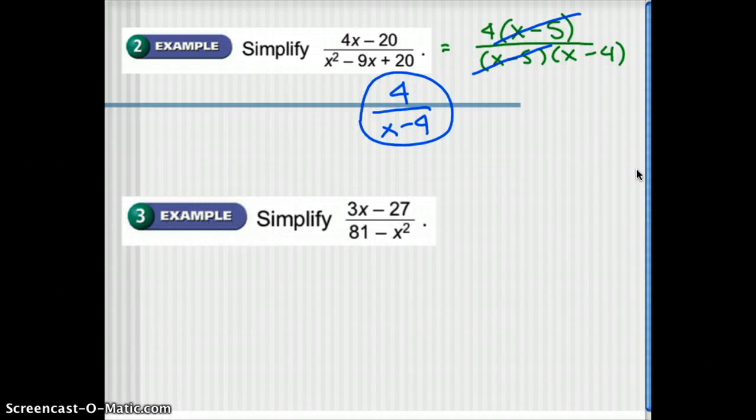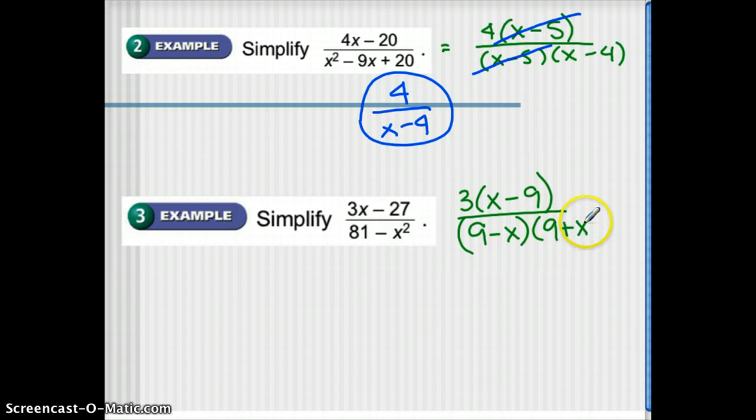So simplify 3x minus 27 all over 81 minus x squared. Okay, again, I'm going to do as much factoring as I can first. So I'm going to have a 3 as my GCF on the top, 3 times x minus 9. On the bottom, I hope you notice that this is a difference of squares, so it's going to be 9 minus x times 9 plus x. Okay. At first glance, it may look like there's no common factors here because we have 3 and x minus 9 at the top, 9 minus x and 9 plus x at the bottom.